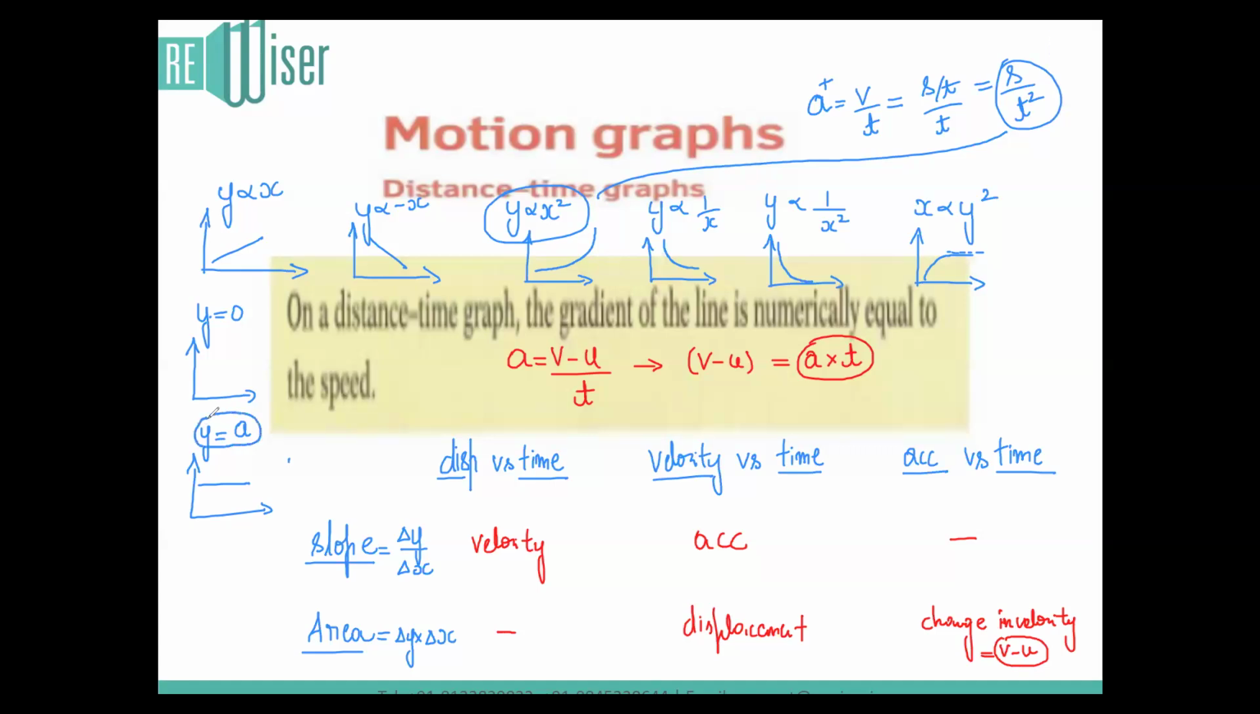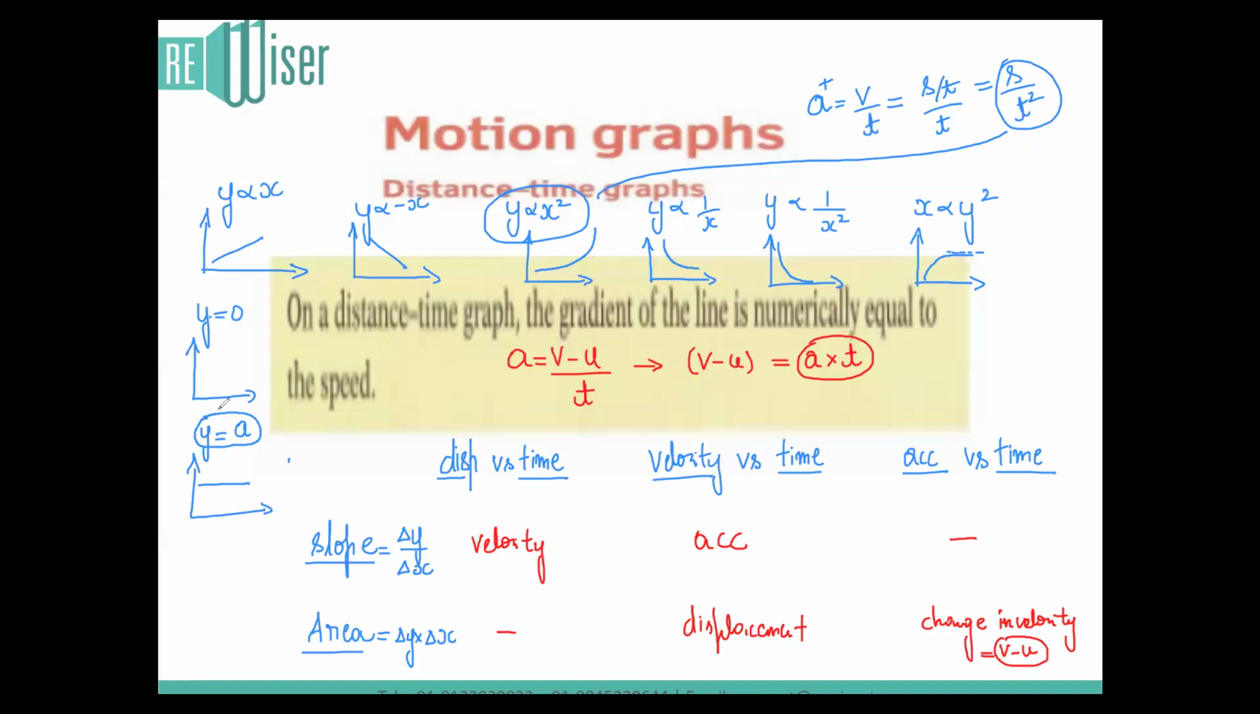The velocity versus time graph would be 0 because it has no velocity, because it is at rest. How would the velocity versus time graph look for a body moving with constant velocity? Y equals a. Very good answer. Increasing velocity or uniform acceleration? Y is proportional to x. Uniform deceleration or negative acceleration? Y is proportional to minus x.